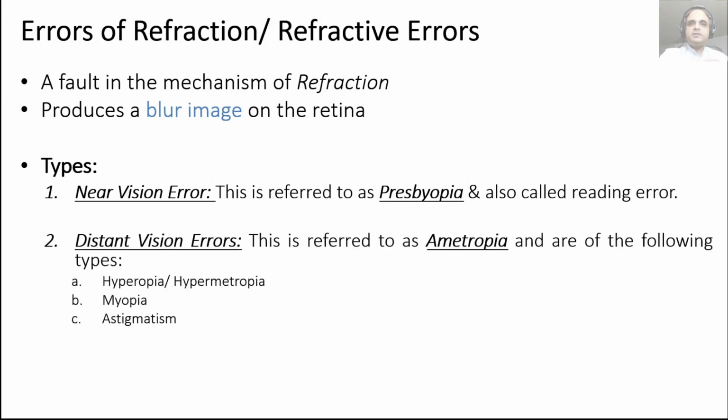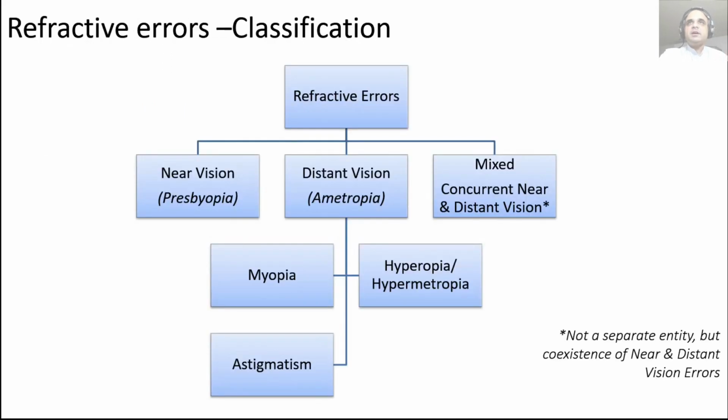They can be for distance, which is called ametropia, and can be of one of these three types: hyperopia, or hypermetropia, myopia, and astigmatism. And it is possible that near and distant vision error coexist in the same patient. This is how they're classified. So you have refractive errors of near vision, presbyopia; of distant vision, ametropia; or mixed concurrent near and distant vision.